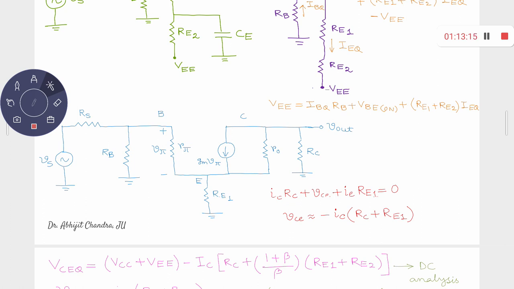Clear? But I have drawn the DC load line. Typically, the DC load line is drawn with respect to the DC current and DC voltage. And this particular voltage, this is all small: small VCE, small IC, all small. So now, if I would like to draw the DC current-voltage along with the small signal current-voltage, I can draw it on a combined scale or combined axis.